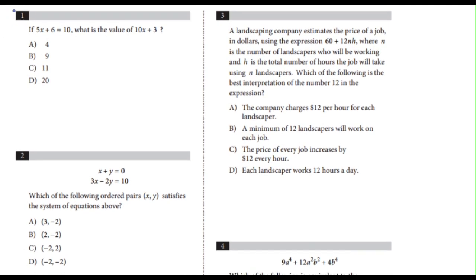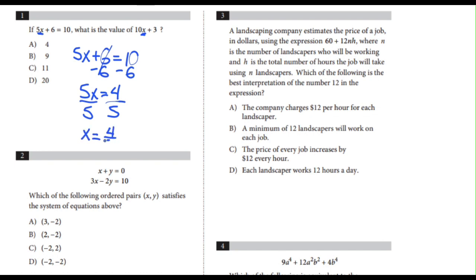Number 1, although this is actually number 59. If 5x plus 6 equals 10, what is the value of 10x plus 3? First, we need to get x by itself in the equation, and then we're going to plug in what x equals into the expression. So we start off with 5x plus 6 equals 10. To get x by itself, we need to subtract 6 on both sides. We'll have 5x equals 4. We divide each side by 5, and we're going to get that x equals 4 over 5.